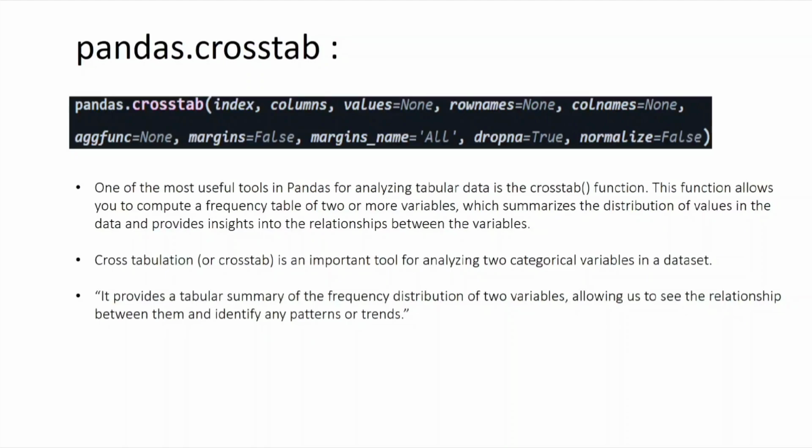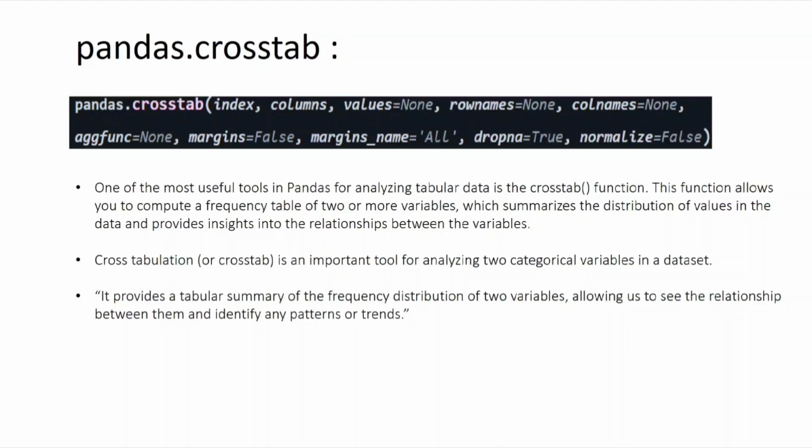Tabulation is an important tool for analyzing two categorical variables in a dataset. It is a statistical method used to examine the relationship between two or more categorical variables. It helps us understand how different categories of one variable are distributed across categories of another. By creating a contingency table, we can visualize how the frequency or proportion of observations in one category varies across different categories of the other variable.